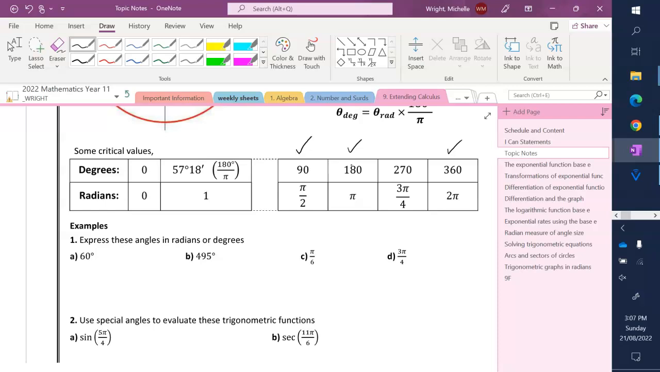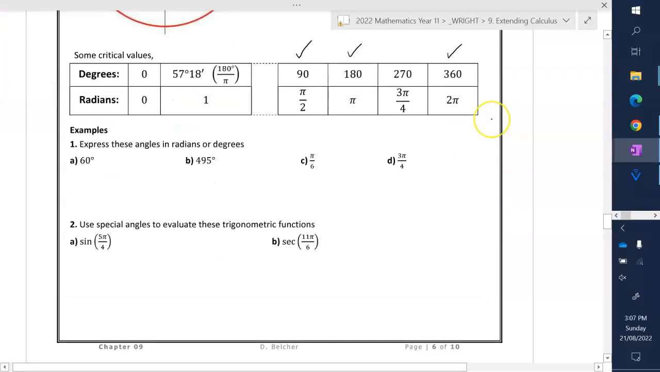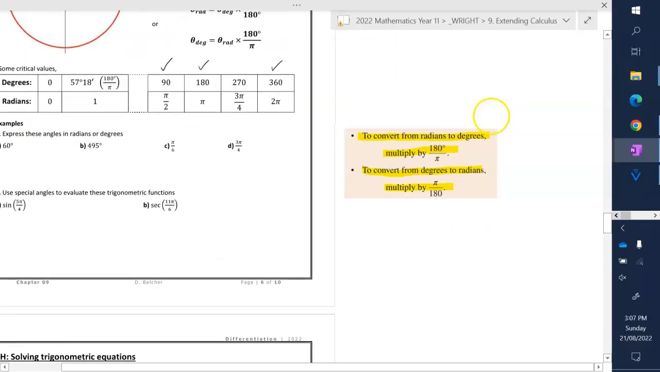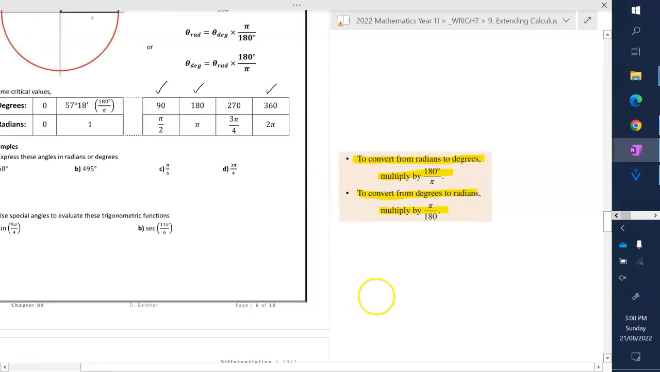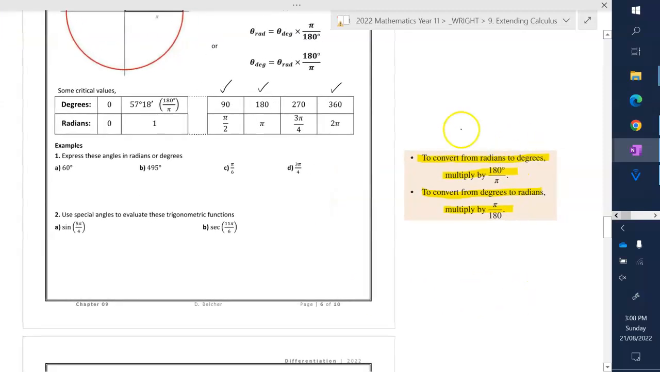Example 1, express these angles in radians or degrees. So if they're in degrees, we're going to radians. If they're in radians, we're going to go to degrees. Okay, so what I've just popped in the OneNote there for us is the rules, to convert from radians to degrees and degrees to radians. So we'll use that while we're getting familiar with what we need to do.